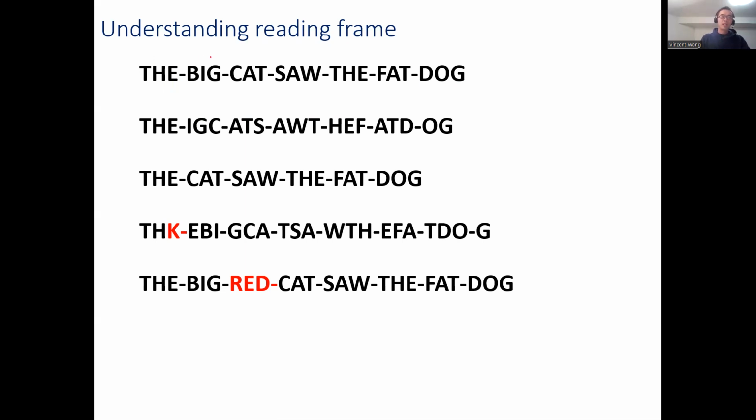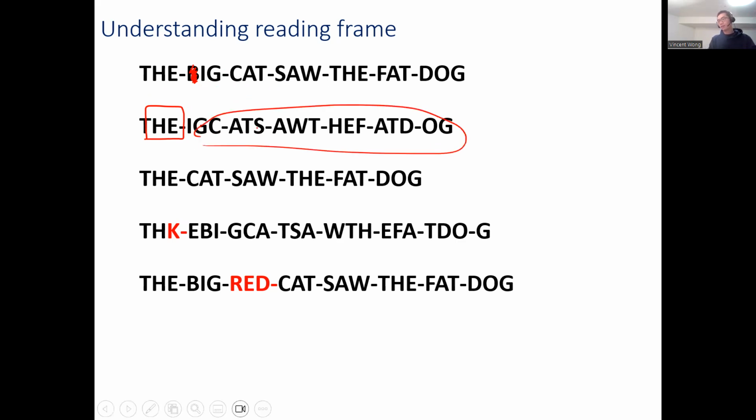Now, what if we deleted the B? Remember, the rule is we can only read 3 letters at a time, right? So if we deleted the B, then the sentence becomes "the," which is fine, it's the same word. But then everything after that is gibberish now, right? Like IGC, ATS, AWT. Once you deleted the B, and we can only read in triplets, everything here is messed up, right? Because we shift the reading frame. We have a frame shift mutation.